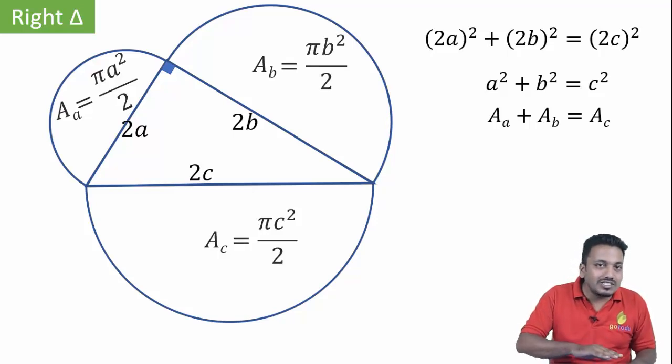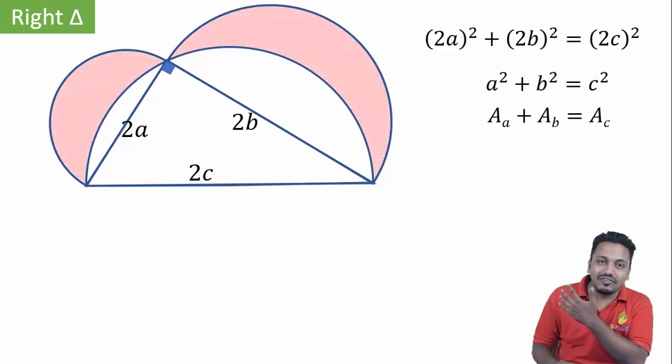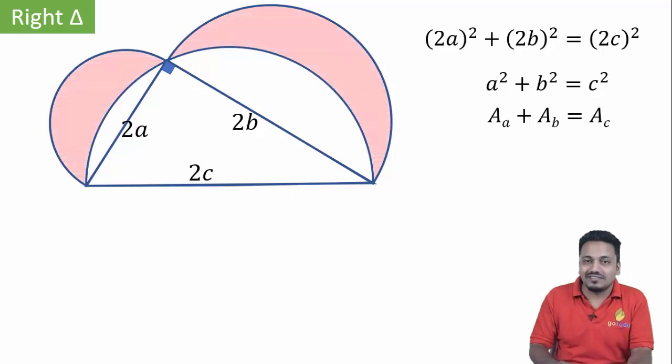Even if this bigger semicircle is flipped upwards, the relation will hold true, right? Sum of areas of two small semicircles is equal to area of bigger semicircle. Now what would be the area of this shaded region? This is interesting.